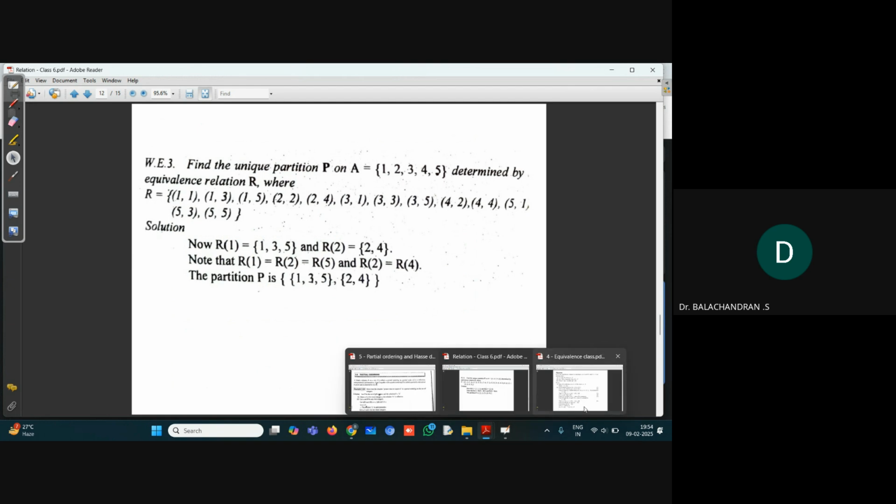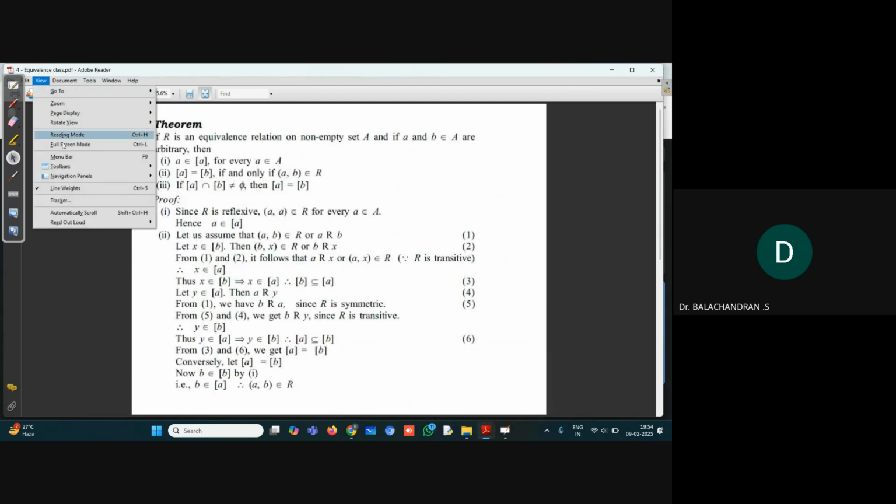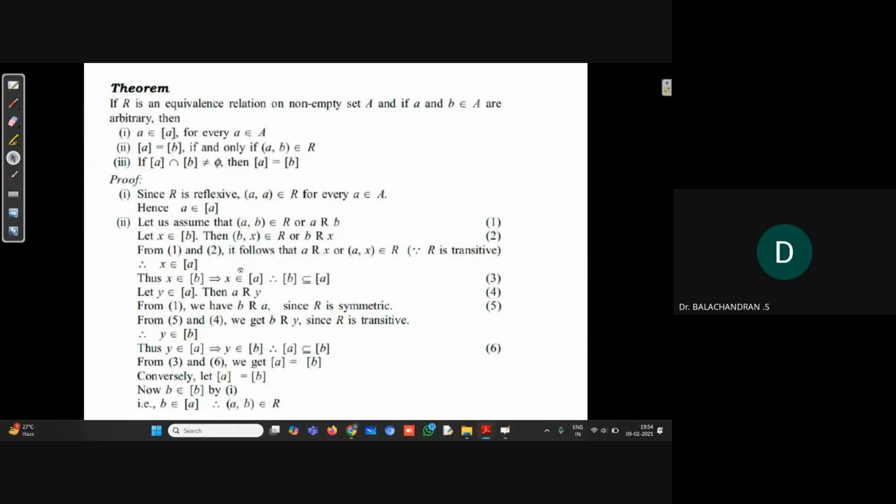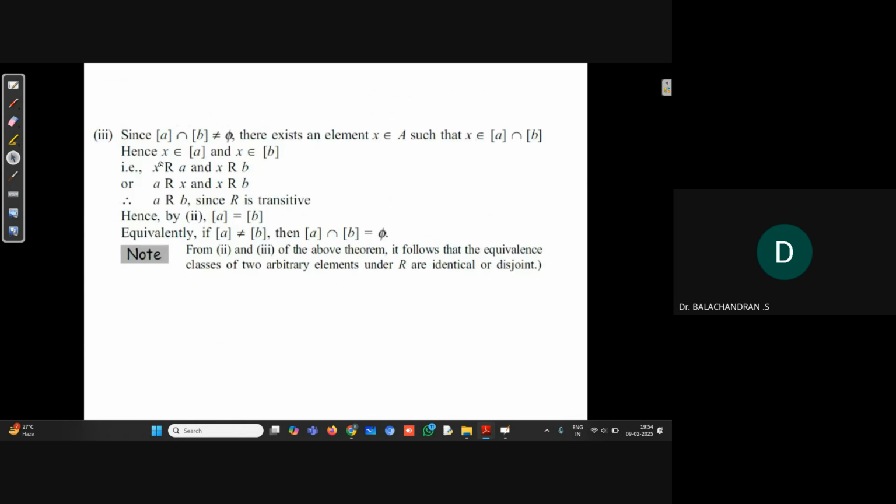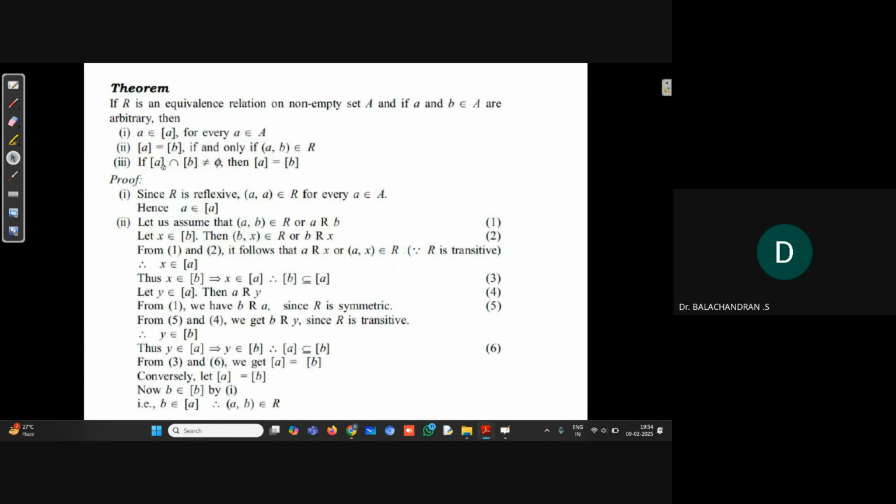I'll go to the proof. Now the third one. What is the third one? Third one is, if equivalence class of A intersection equivalence class of B is not equal to empty, then I need to prove equivalence class of A is equal to equivalence class of B.